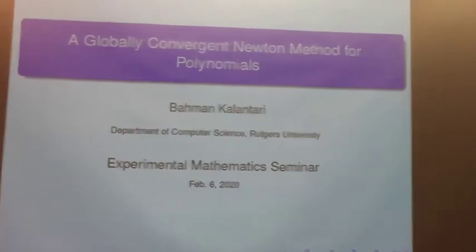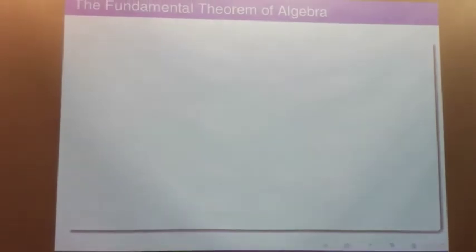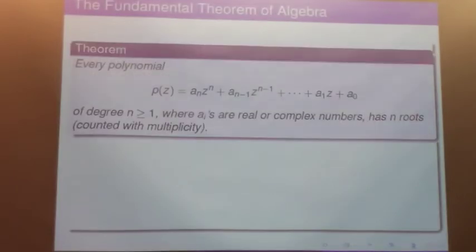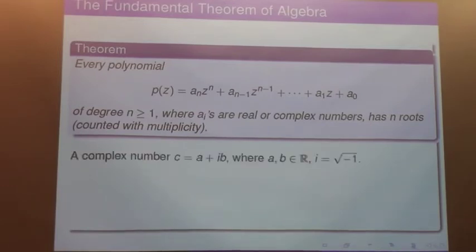So, Newton's method, everyone is of course familiar with. The first thing, what comes before Newton's method, is the fundamental theorem of algebra: that every complex polynomial of degree bigger than or equal to 1 has n roots. Degree n has n roots counted with multiplicity. I guess everybody knows complex numbers here. A polynomial is of this form.